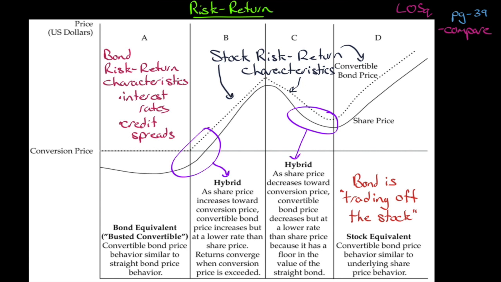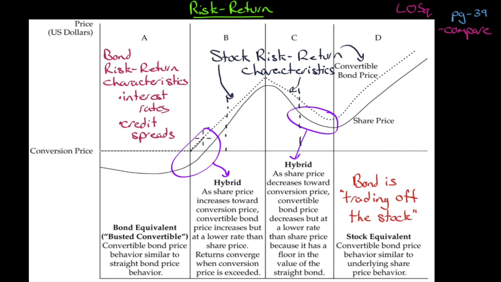Between roughly here and all through here, the security will trade with stock risk-return characteristics. And within here, where it's transitioning from one state to another, it will trade almost like a hybrid security. So as the share price increases towards the conversion price, the convertible bond price increases, but at a lower rate than the share price. Returns converge when the conversion price is exceeded. So you can see how the returns would start converging.